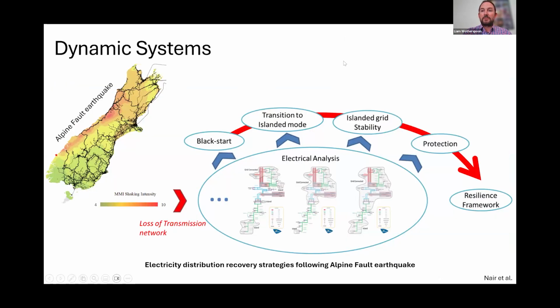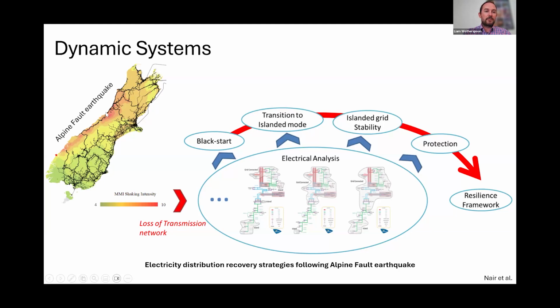Systems, and particularly critical infrastructure systems, are dynamic. So a lot of the work we're trying to explore is to represent these, not just the physical location and the characteristics of those, as I've talked about previously, but also the dynamics of the systems too. So a really interesting example was if we had an Alpine Fault earthquake on the South Island of New Zealand, this is a representation of the intensity of shaking, and this is all the different infrastructure systems.